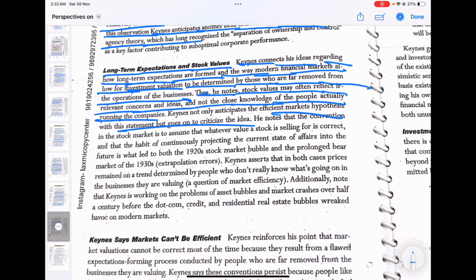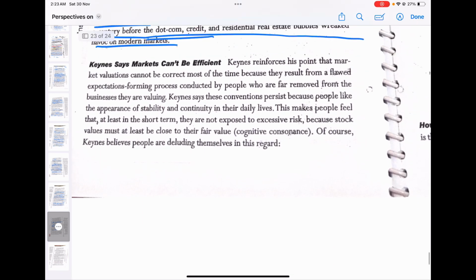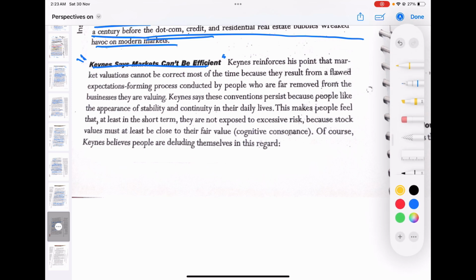So, he basically criticizes the efficient market hypothesis. Keynes was working on the problems of asset bubbles and market crashes over half a century before the dot-com bubble, the credit crisis and the real estate bubble and whatever happened. He had been working on all of them. Keynes says markets cannot be efficient. So this was the biggest contribution, or the biggest paradox, in the time, because Keynes was such an important person and his statement made a lot of difference here.